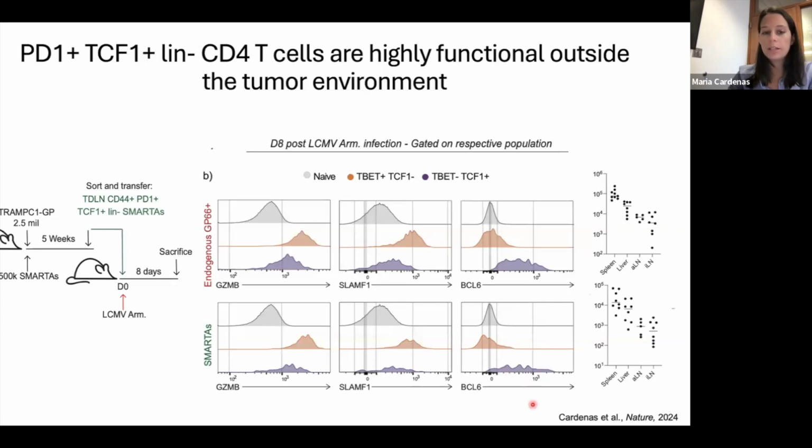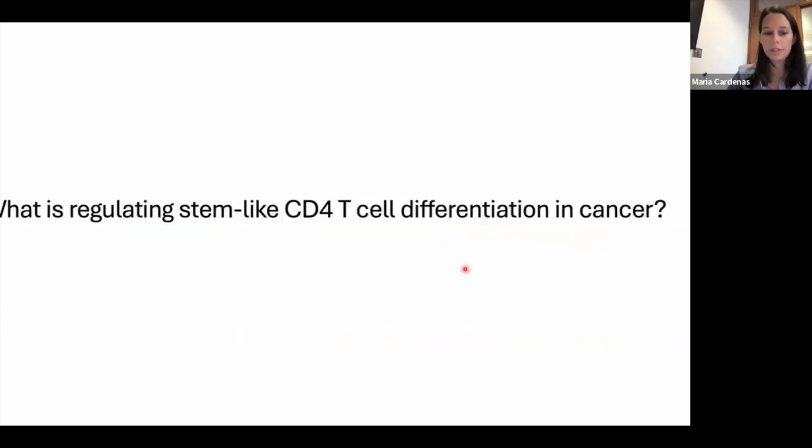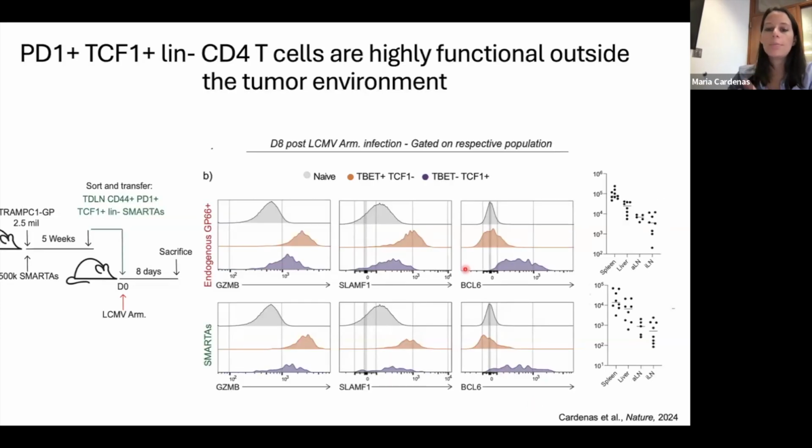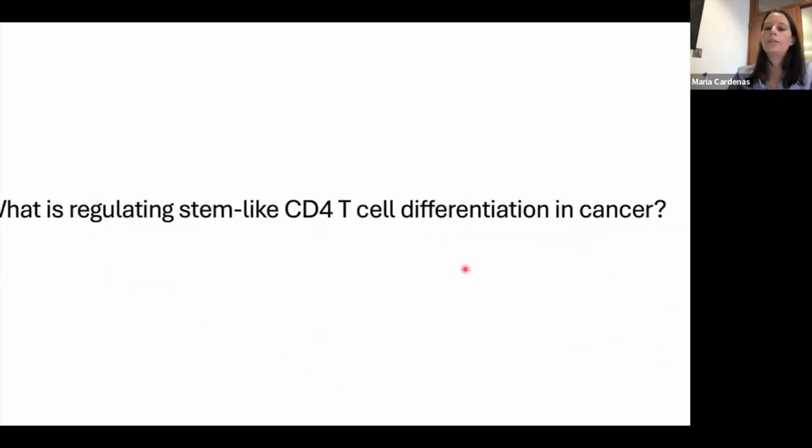And so these cells are anything but dysfunctional, right? They are capable of undergoing massive proliferation. They can change their differentiation trajectory and really acquire canonical programs when the right signals are present. And so our question then was, well, if they are capable, then what is regulating their differentiation in cancer, right? Because they're not doing it in the anti-tumor response.